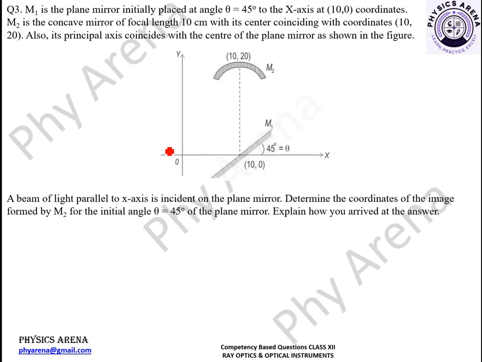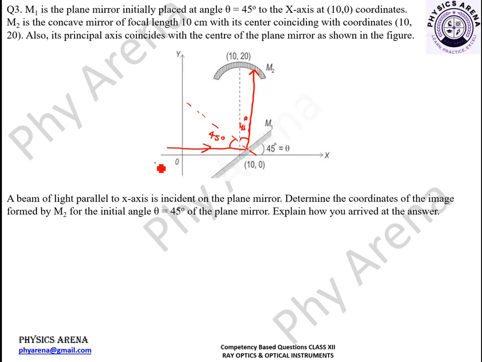Since the rays are coming parallel to the x-axis, I can draw something like this. So this is my ray that is coming parallel to the x-axis. When it strikes this plane mirror, I have to draw a normal, and this angle will be 45 degrees. We know the law of reflection: angle of incidence equals angle of reflection. So the ray will be moving perpendicular to the axis of this concave mirror, because this angle has to be 45.